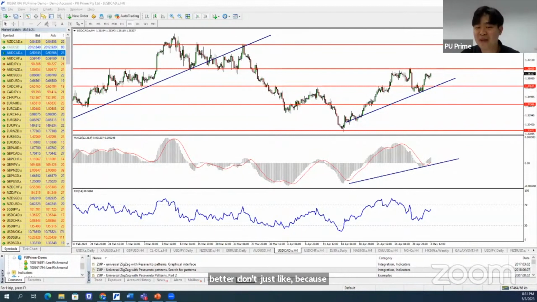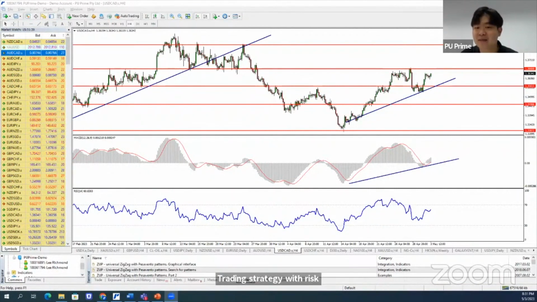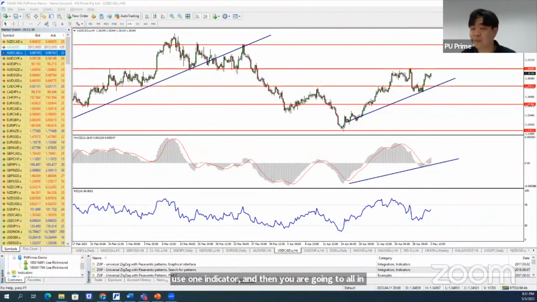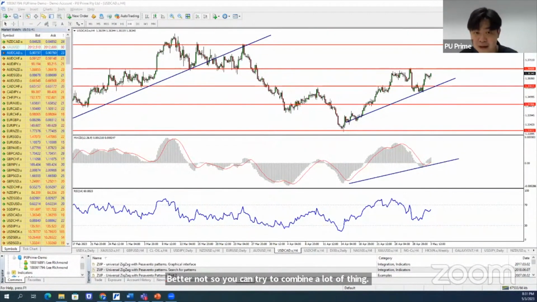But remember, our webinar is about what we call a trading strategy with good risk management. So you cannot just use one indicator and then go all in with your money. Better not. You can try to combine a lot of things. I hope you guys now have a brief understanding of what the RSI is.